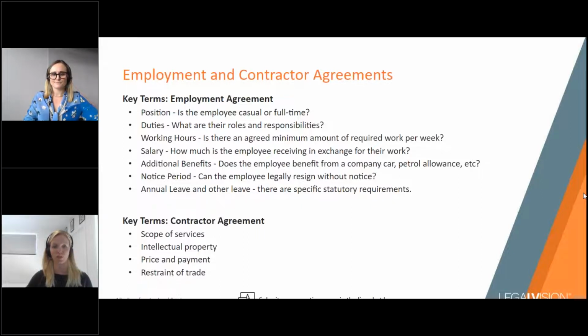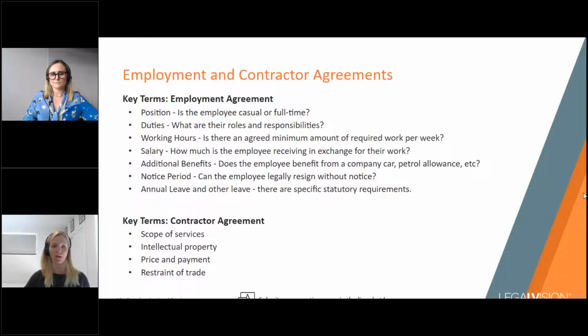Duties. What are the roles and the responsibilities you are requiring this person to carry out? It is really important that these are clear because any change to an employee's duties or roles or responsibilities actually requires a full-on consultation process, which can lead to personal grievances if not done properly.